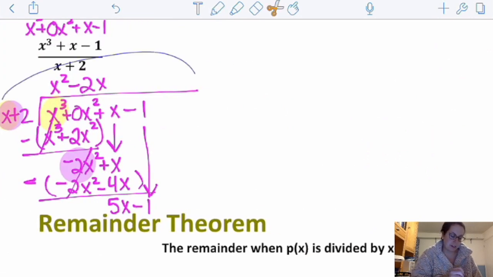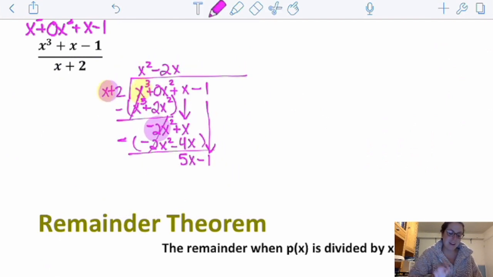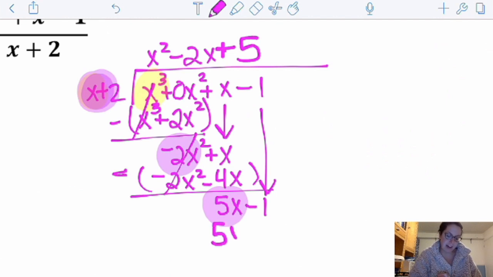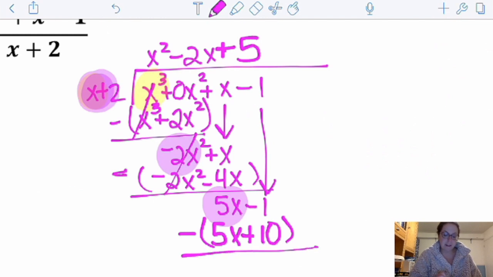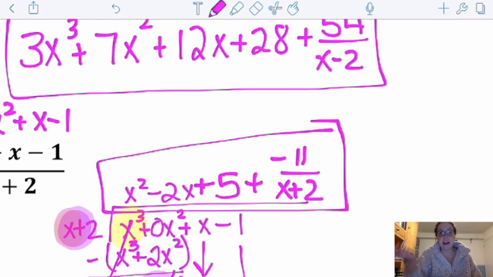And then let me shrink this down a little bit so it fits on our screen. We're going to repeat this again one last time. So I would say x times what would give me 5x? That would be positive 5, right? So this would be 5x and then plus 10. I'm going to subtract those. 5x minus 5x is 0. Negative 1 minus 10 is negative 11. So my remainder is negative 11, but I would write it as negative 11 over x plus 2.